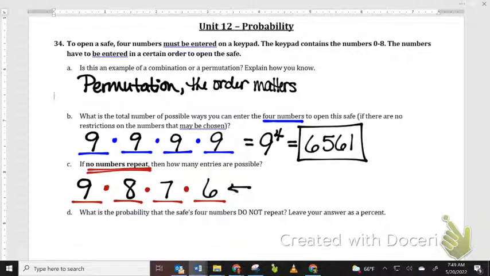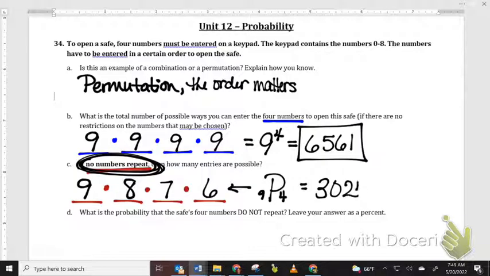This kind of situation right here, only the ones with no repeats, is the one where we can use the permutation button on the calculator. If there are no restrictions, if I'm allowed to have repeating values, then even if it's a permutation, I don't use the permutation button. I only use that when I'm not allowed to have things repeat. What would this come out to be? 3,024. 3,024? Okay.